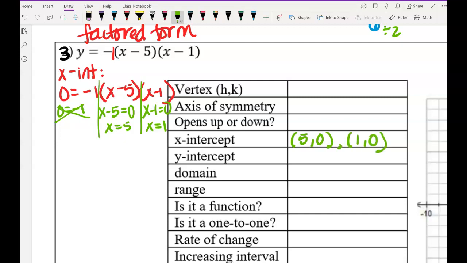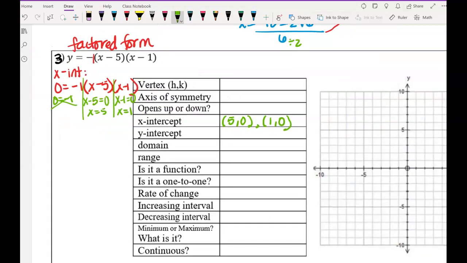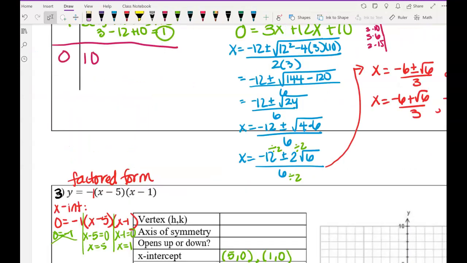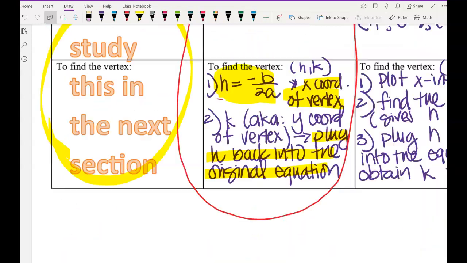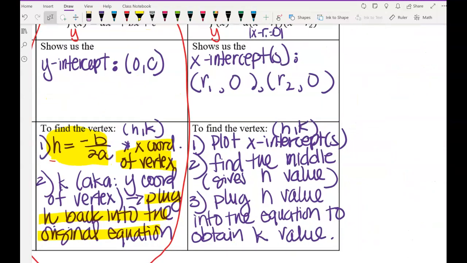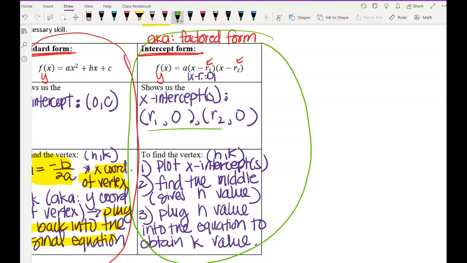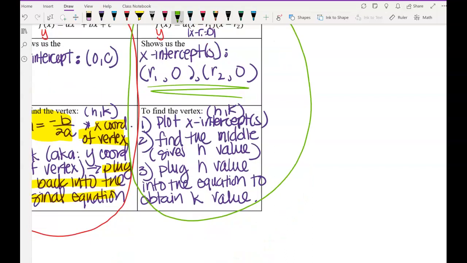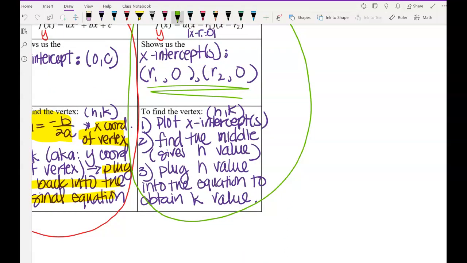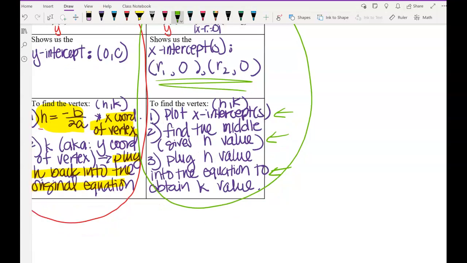Remember, in your notes, let's go look at your notes to read over what we need to do. Remember, notes are important for you, right? So in the factor form, right here, it shows the x-intercept immediately. To find the vertex, step number 1, plot the x-intercept. Step number 2, find the middle, which gives us the h value. And then step number 3, plug in the h value to get your k value. And let's go do that.